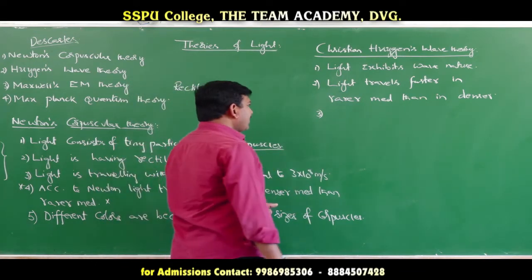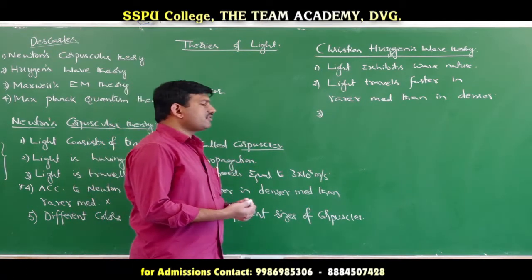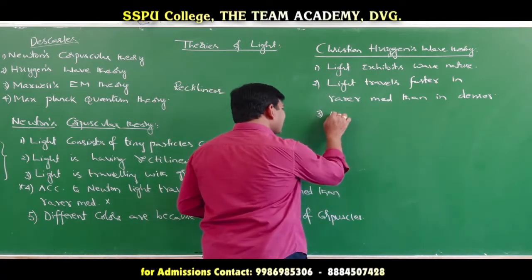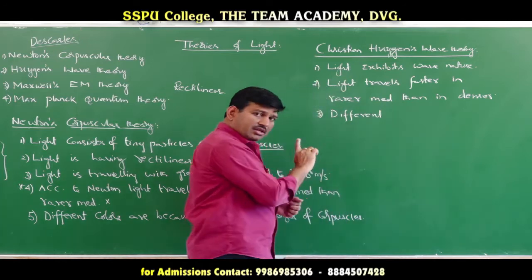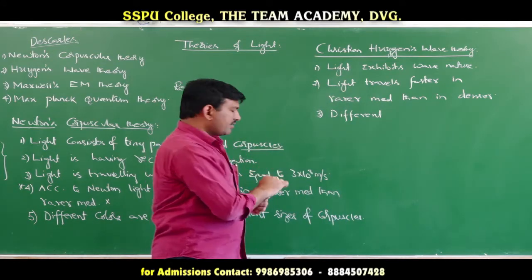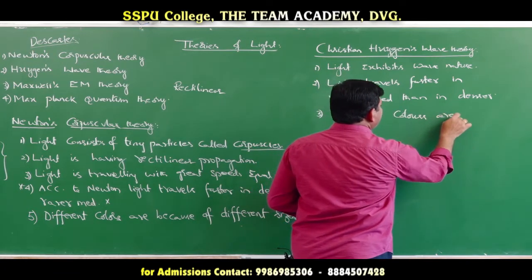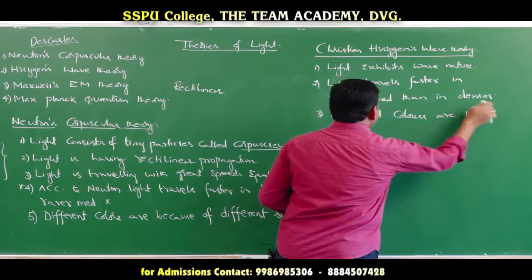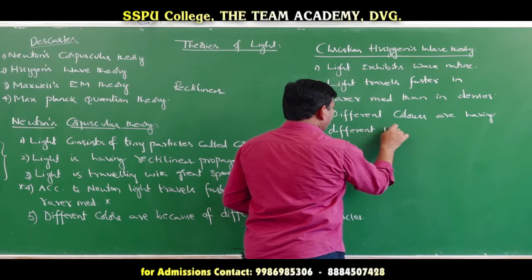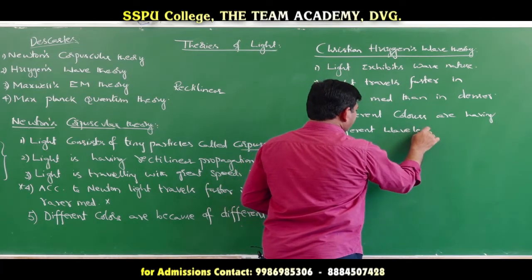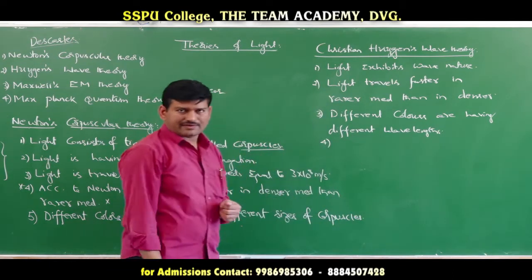And next, different colors are because of what? Different frequencies, but each color is associated with a particular wavelength. Different colors have different wavelengths. The reason for color is not the wavelength, but different colors have different wavelengths. Different colors are because of what? Different wavelengths.